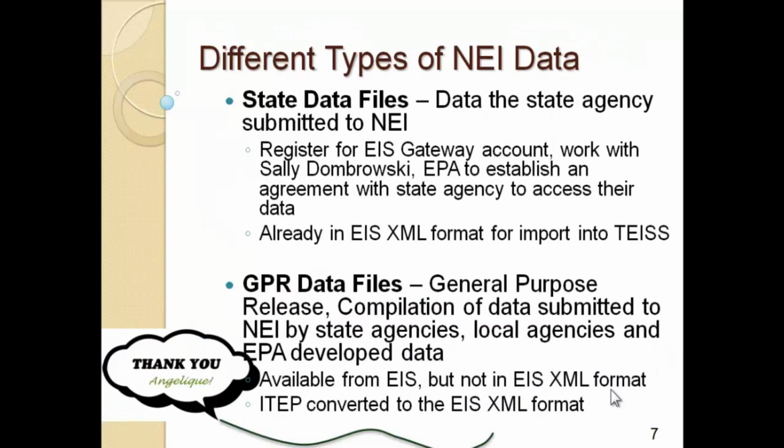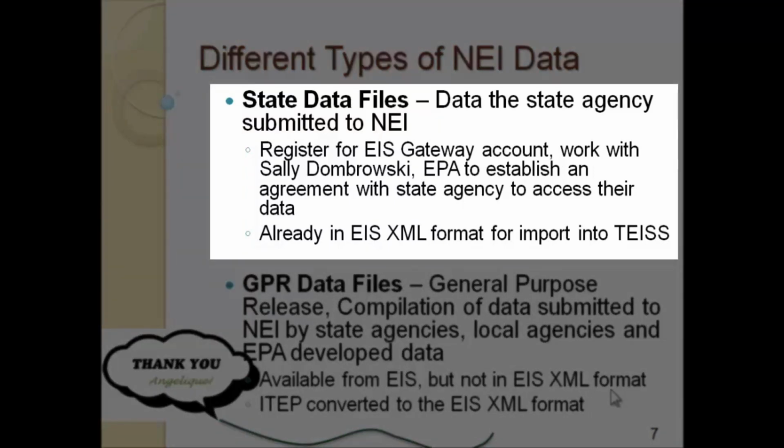So next we're going to talk about two different types of NEI data that we have already touched on. These are two types of data sets that you can import into your TEISS project to see the county level emissions. The first is the state data files. Now these are the data files that the state submitted to the NEI.